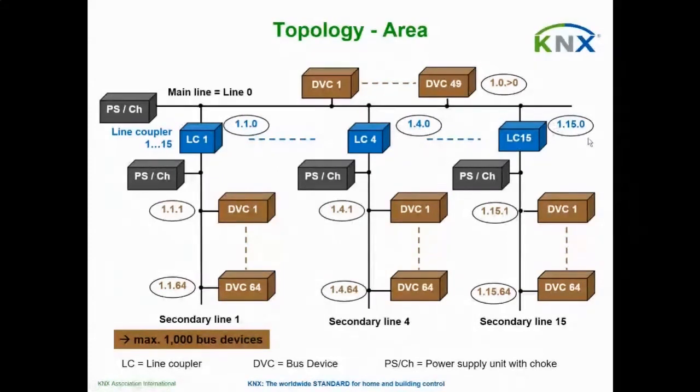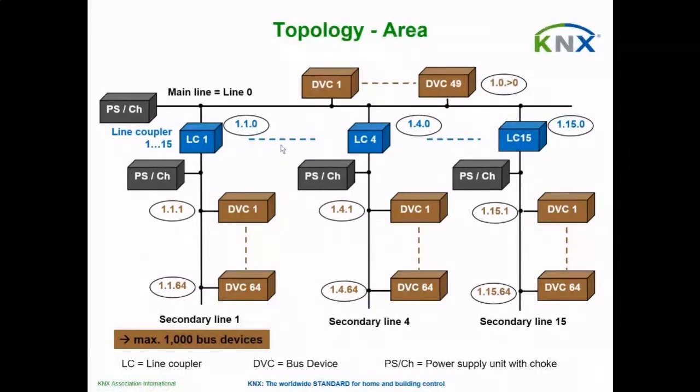Area.line.device. The thing to remember is that for area, any device on the main line in the area, the actual line number is 0. So any device on that main line will be 1.0.1, 1.0.2, 1.0.3, whatever the device number may be on the line. It's through this that we build up our structure and our network architecture for our project.